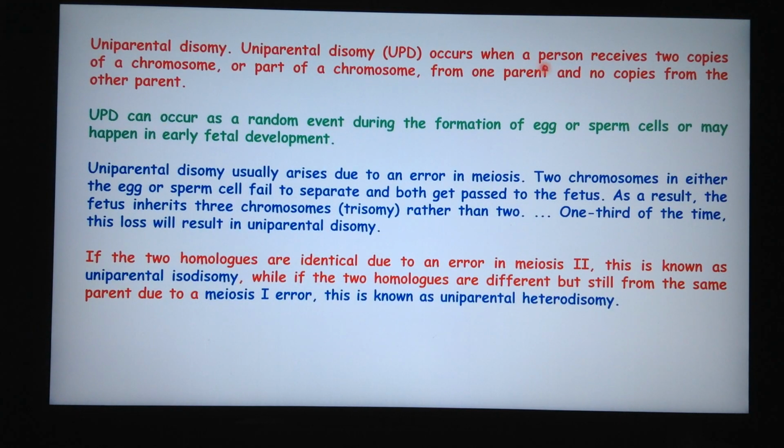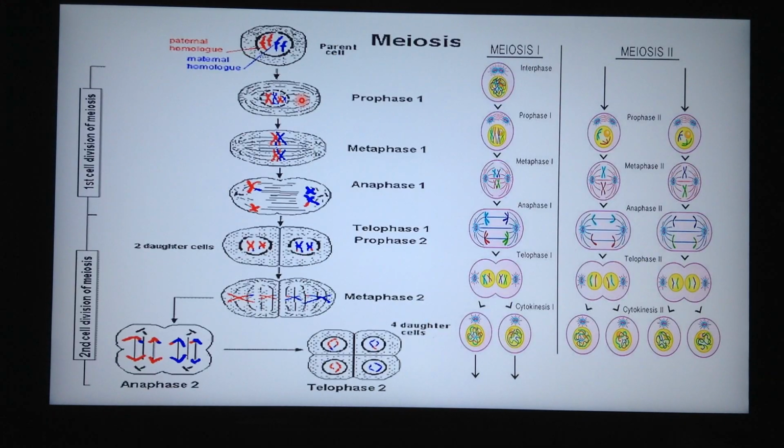This occurs when a person receives two copies of a chromosome or part of a chromosome from one parent and no copies from the other parent. It can occur as a random event during the formation of egg or sperm. We'll discuss it from meiosis 1 and meiosis 2, or it may happen in early fetal development. This arises due to errors in meiosis. So let's go to meiosis.